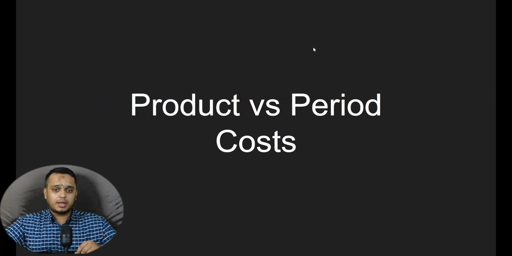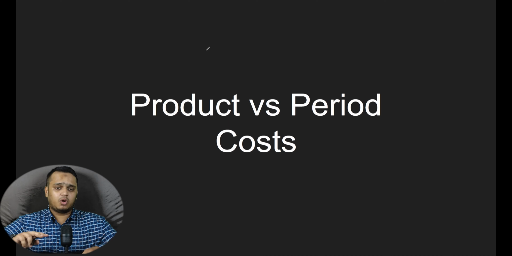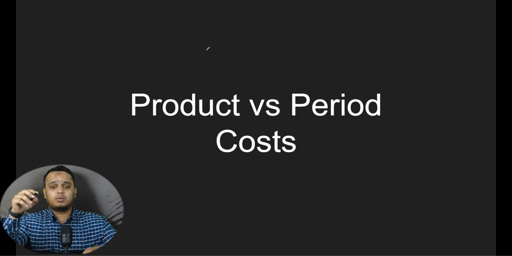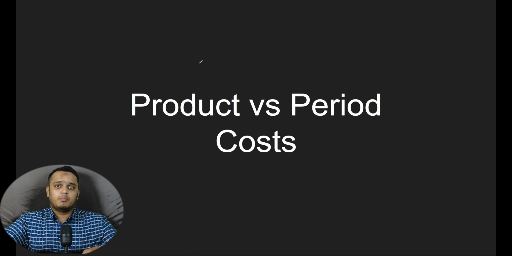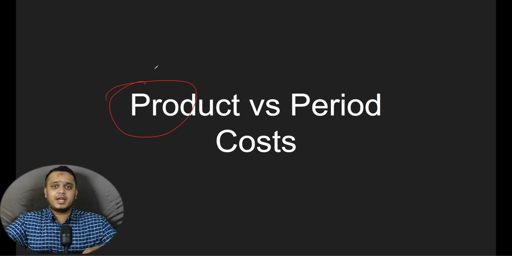Then comes product versus period cost. This is really, really important for you, because it is also differentiated when you're using absorption costing and variable costing. I'm not going to dwell on it more, because absorption costing and variable costing is really, really important for your examination, and I'm going to do that in the next session, not in this session. So product versus period cost, just understand this: product cost is that cost which is inventoriable cost.